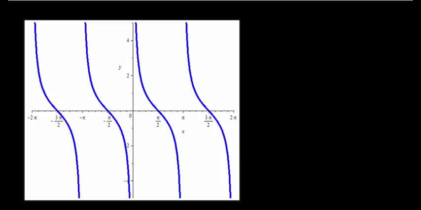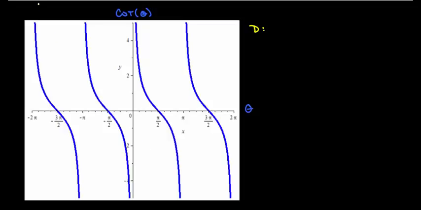Here's a graph of the cotangent. So let's just write that down here. So this is the cotangent of theta. You notice that the cotangent looks a lot like the tangent. In fact, it's just kind of reversed, right? So the first thing we're looking for is the domain.